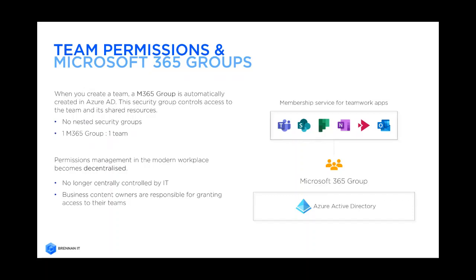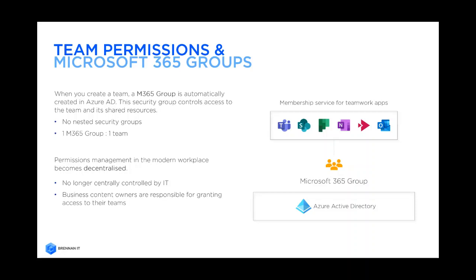It's important to note that you can't use nested security groups in these. So that means that you can't use one Active Directory security group to manage access to multiple teams. So it's one group to manage access to one team. This does make it a bit harder to automate the management of permissions. So as an IT administrator, you might be thinking, God, this is going to be a nightmare.